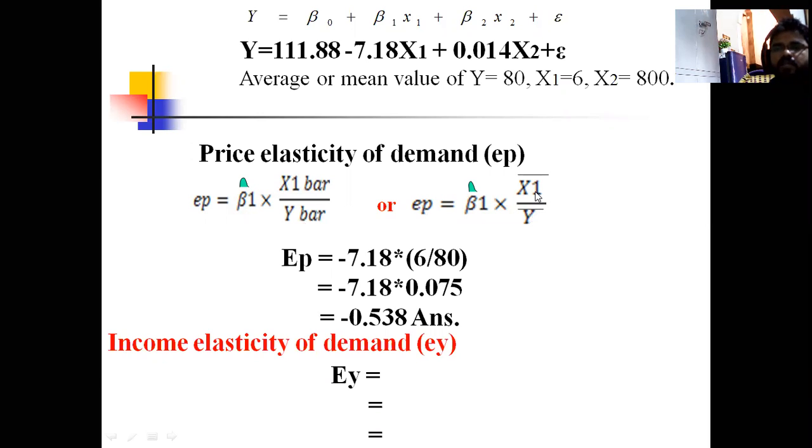Here x1 bar is the average of x1 value and y bar is the average of y value. Beta 1 is the estimated beta 1 value, whatever the estimation is, this is minus 7.18. In the previous class, we took delta y by delta x1. So here minus 7.18, and we can write it as beta 1 cap, which is nothing but the estimated coefficient of x1. So here beta 1 is how much?